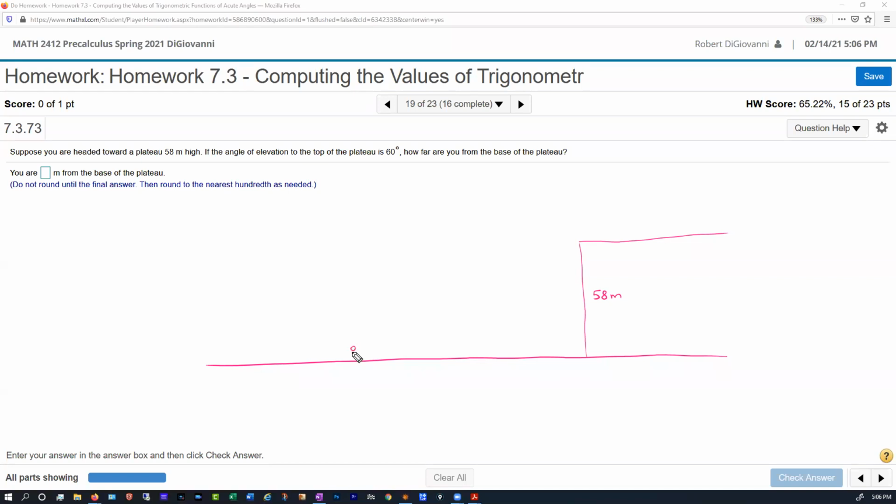And then we're standing here, and our angle of elevation, which is basically the angle going from us up to the edge of the plateau, they're telling us that that's 60 degrees. And the question is, how far away are we? Okay, so that's this. Now, remember, we have a right triangle here. Here's our right triangle, right? And we know the opposite side of our angle, and we want to know the adjacent side.